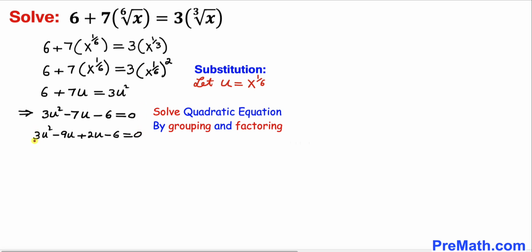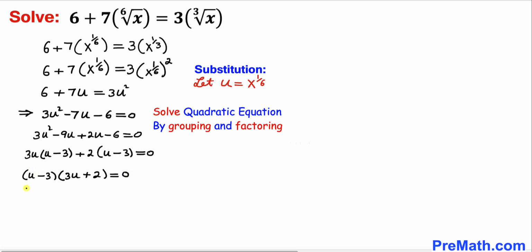Now we can see there's a 3u in common between these first two terms, and in these second two terms 2 is in common. So let's factor those out. I'm going to factor out 3u, so we get u minus 3, plus 2, I'm going to factor that out, we get u minus 3, equal to 0. Now we can see u minus 3 and u minus 3 are in common, so we can factor them out. I'm going to write u minus 3 times 3u plus 2 equals 0.